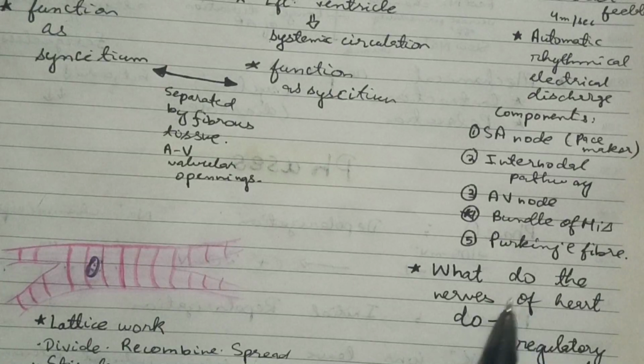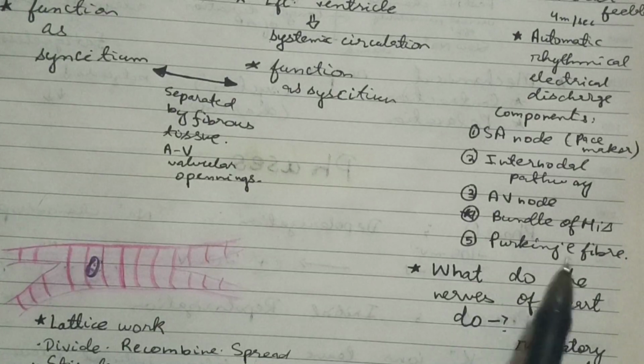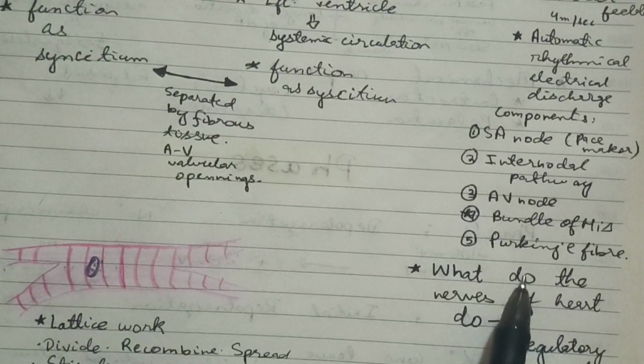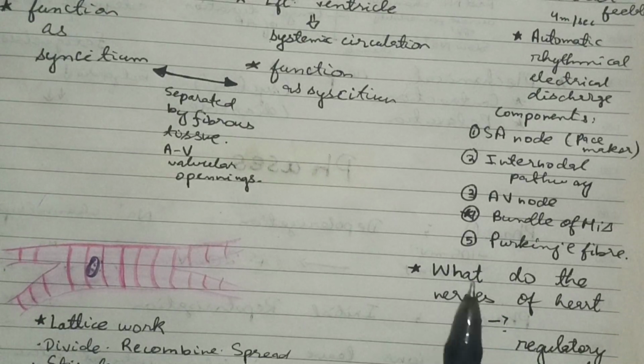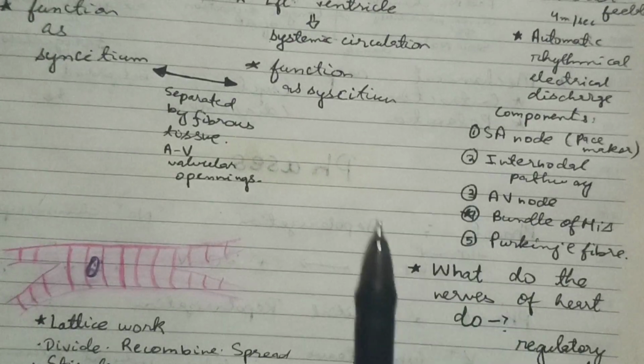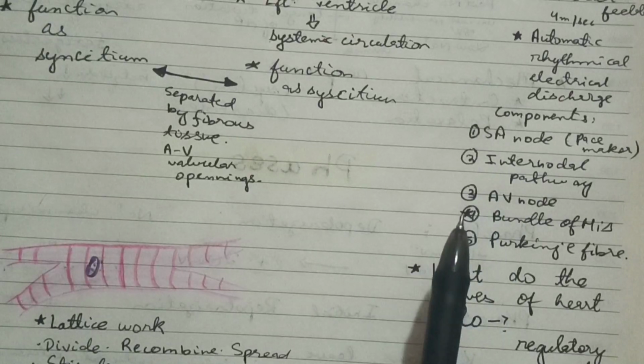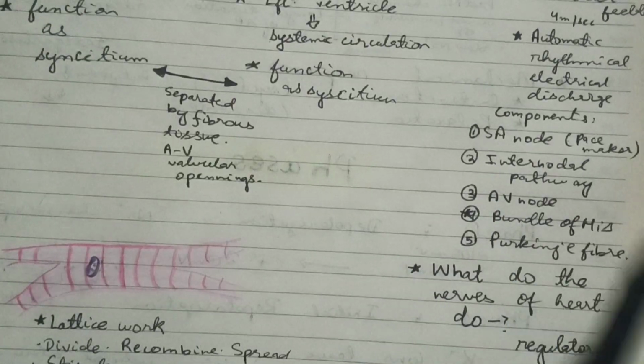The answer lies in the fact that they are not providing direct innervation for contraction. Rather, they are playing a regulatory role. What are they doing? They are playing a regulatory role in increasing or decreasing the heart rate. Okay, so that's all about the cardiac muscle types.